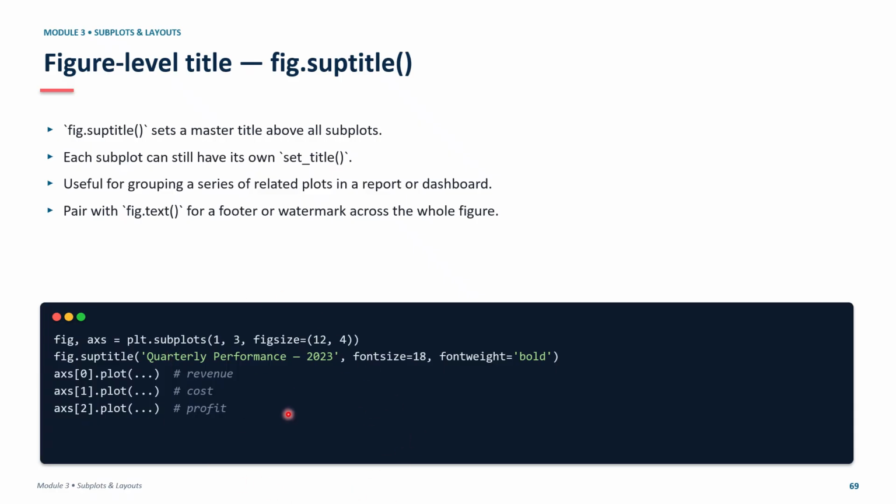So there is a difference between the suptitle and the set_title method. The set_title method sets a title for one subplot, that particular specific axis, right? Whereas suptitle sets a title for the entire figure, which appears above all the subplots. So that is the beauty of the suptitle method.